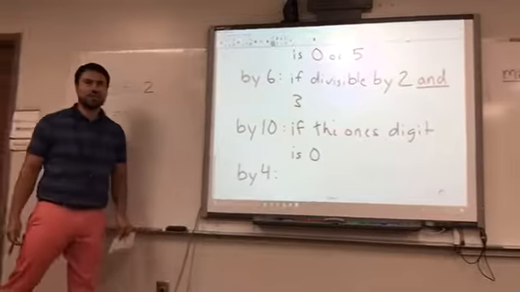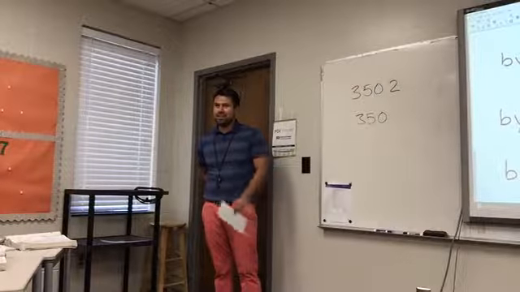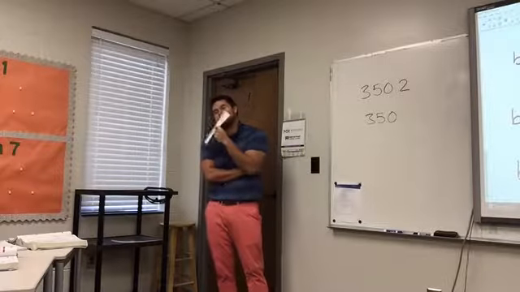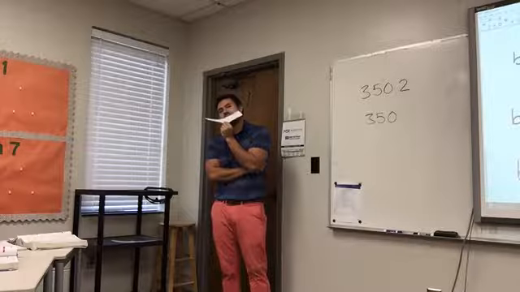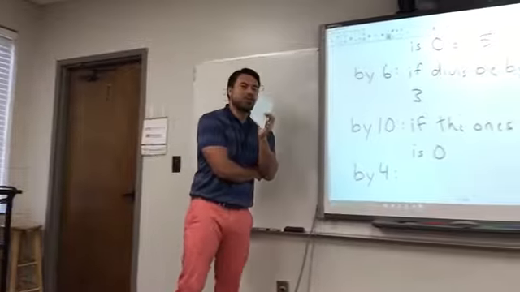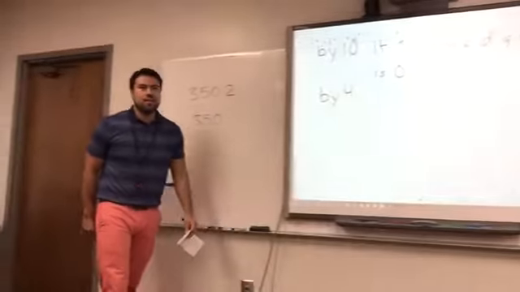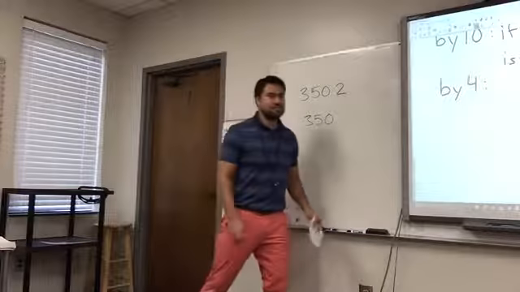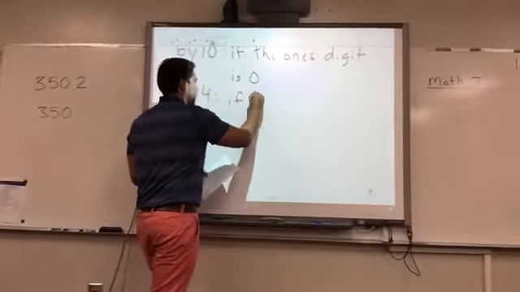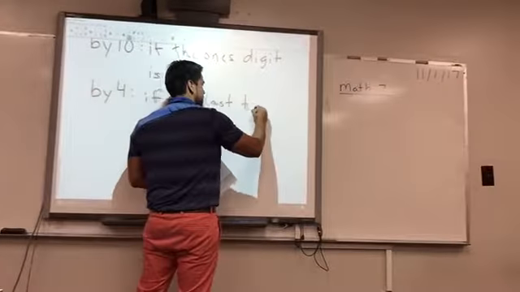4 is a special one. Does anyone know what that rule is? It's kind of hard to explain. Does anyone know it? Yes, ma'am. Sarah? Isn't it if it ends in a 4 or 2 zeros or something? Oh, I see what you're saying. Interesting. You're going around it a little bit. I want a more direct one. Cole? Ones and tens digit, and that number, and then 4 can go into that number. Okay, good. That's it.